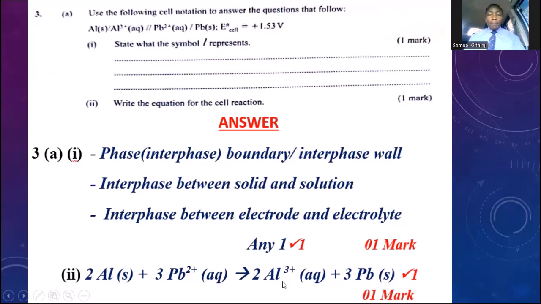By doing that, aluminium, you have multiplied the particle by 2, so even the atom should be multiplied by 2. The same case, lead has been multiplied by 3 on this side. That one was the trick there, my student.